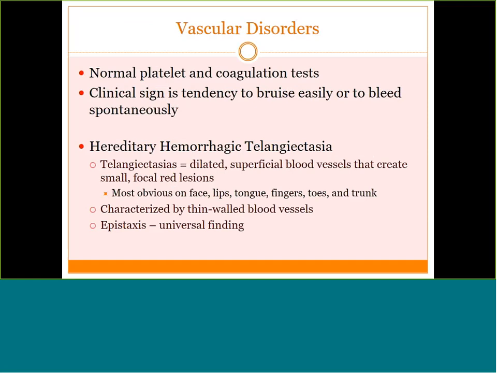Well, there is one hereditary disorder called hereditary hemorrhagic telangiectasia. Telangiectasia is a hard word, which basically means that you have these really thin-walled blood vessels. And because they're so thin-walled, they're very superficial, dilated. You get these red lesions all over. They don't help seal very well. So it leads to tendencies to have more bleeding.